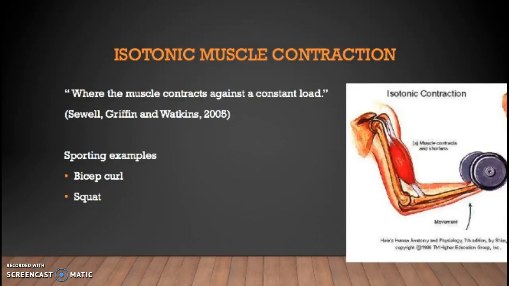And finally, isotonic, which is where the muscle contracts against a constant load. So two examples would be a bicep curl and a squat. Because obviously there's two phases, the up phase and the down phase. So in one phase, the muscle contracts eccentrically, which means it lengthens, and then in the other phase it will contract concentrically and shorten.